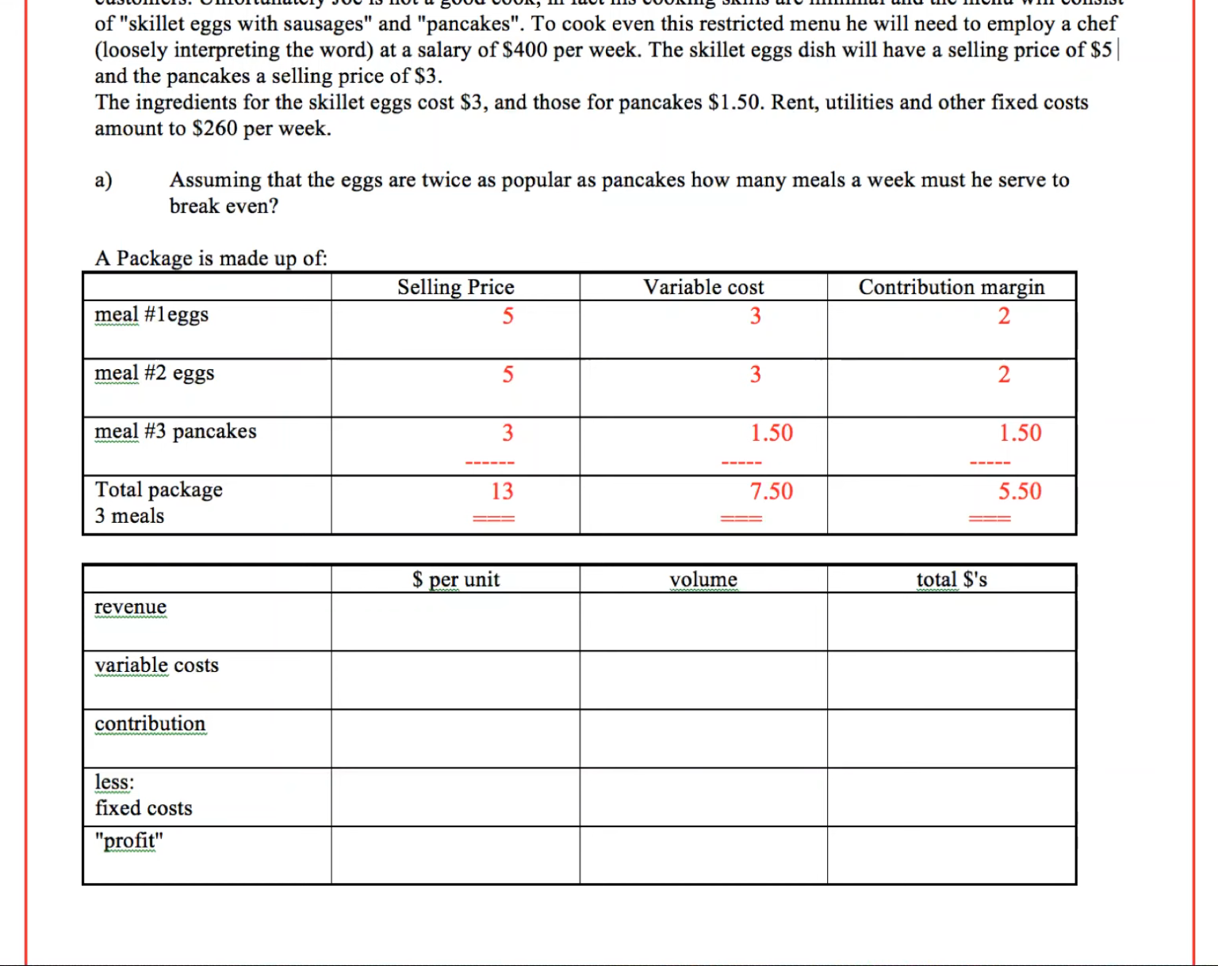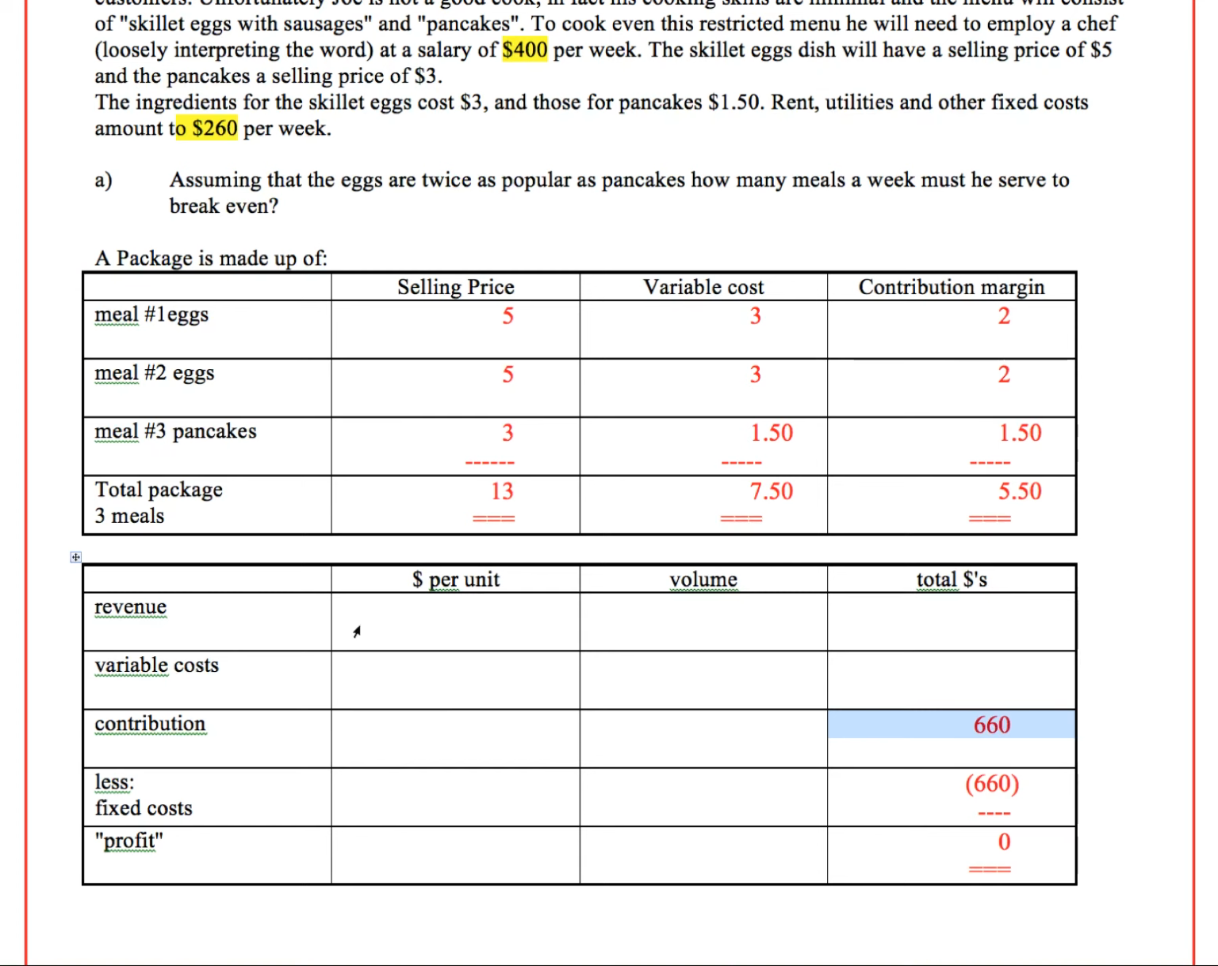In answering the question, how many meals a week must he serve? We know that break-even is profit of 0, that's the definition of break-even, and we know that the fixed costs are the chef's salary, which was $400 per week, and the other costs, which are $260 per week. And so the fixed costs that have to be covered are $660, and so it must be that the contribution margin on these meals is $660, because if we have a contribution margin of $660 less the fixed cost, that will give us a profit of 0.